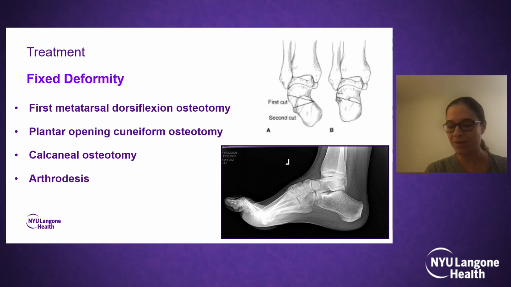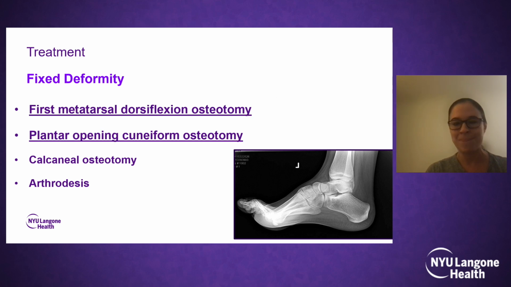Okay, so patients with a more severe deformity, a fixed deformity especially, are going to need a bony procedure. And that's going to be osteotomies within the forefoot, midfoot, or hindfoot, and then considering arthrodesis in more advanced cases. So starting with the first one, the first two common osteotomies to correct that high arch are going to be a dorsiflexion or closing wedge osteotomy on the first metatarsal, or a plantar opening wedge osteotomy in the cuneiforms.